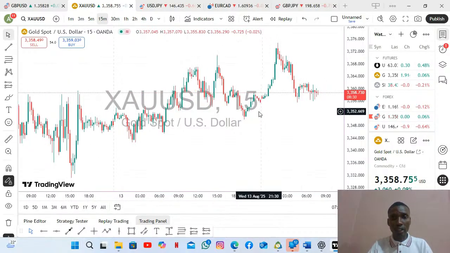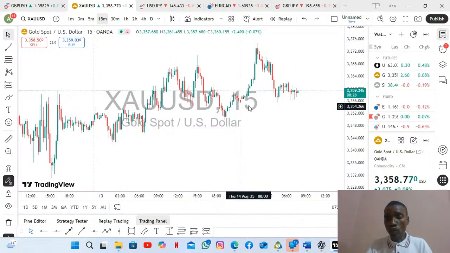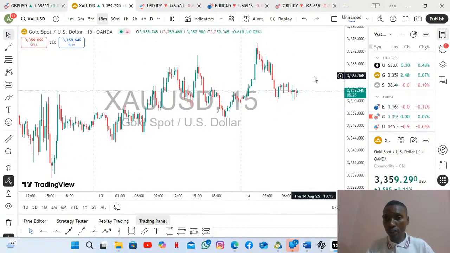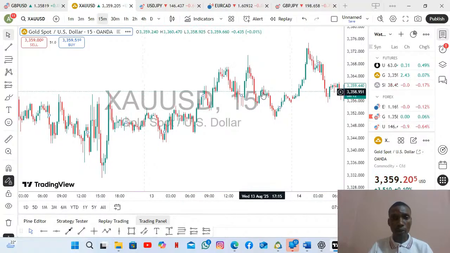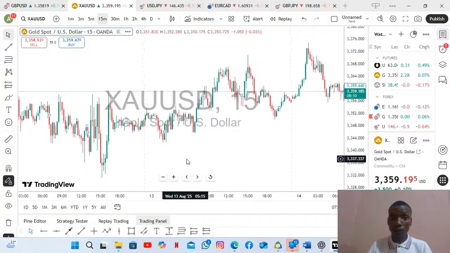What is gold saying as we wrap up at this point? Last week, I actually predicted that gold is coming to 3,400. We predicted that gold is coming to 3,400 dollars per ounce, and it did. It came. And I know that many people must have made a lot of money, those who were able to join the trade. But let's see what gold is trying to say now.